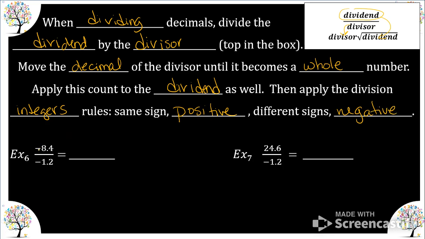So we have a negative divided by negative. Our quotient is going to be positive. So our dividend goes inside the box. Our divisor is on the outside.